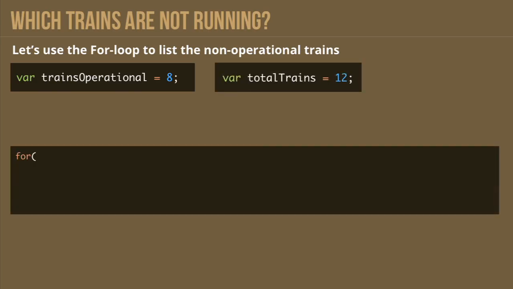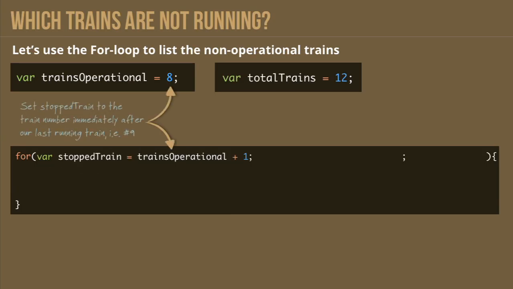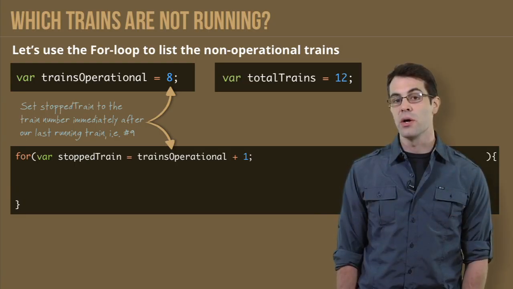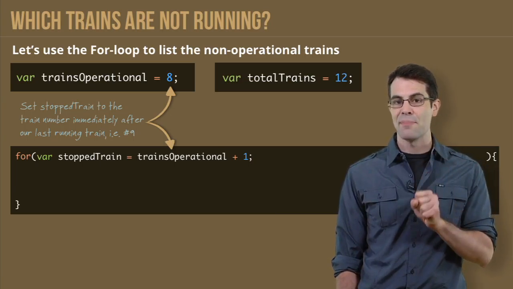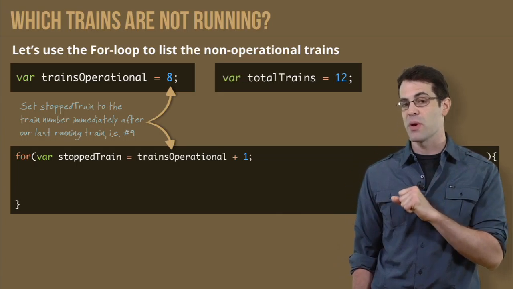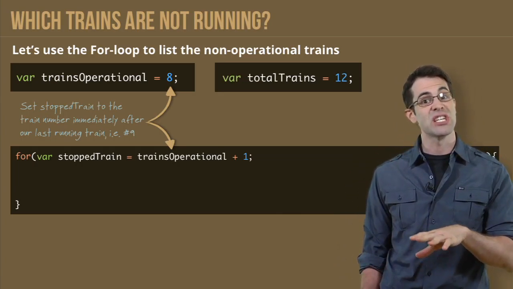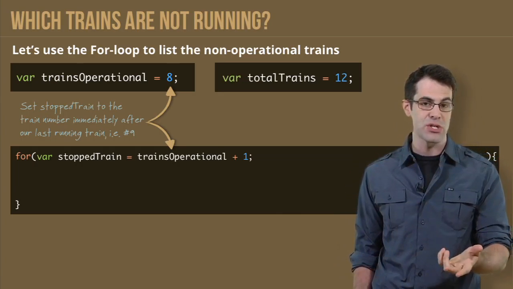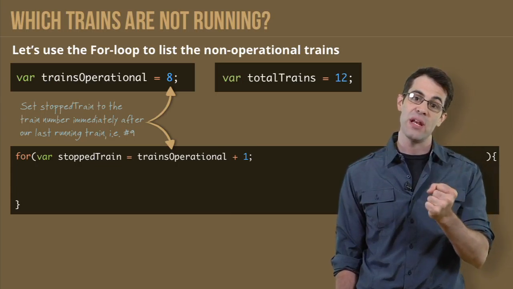So let's start our for loop by creating a variable called stopped train. And we don't want to hard code this value. We want to make sure that we use a variable to signal which of the stopped trains it should be. Here we know that the very first stopped train will be the one immediately following the last operational train. So therefore, if we just added 1 to the train's operational variable, we will have the train number for the first stopped train.